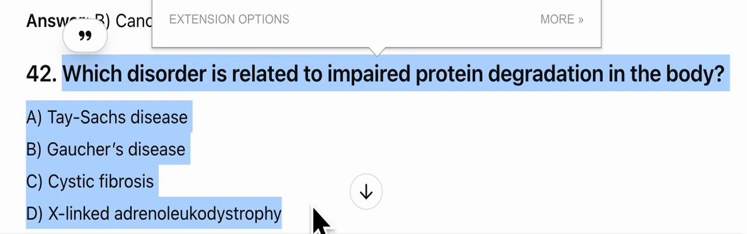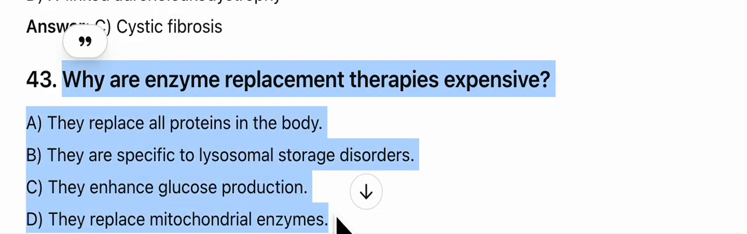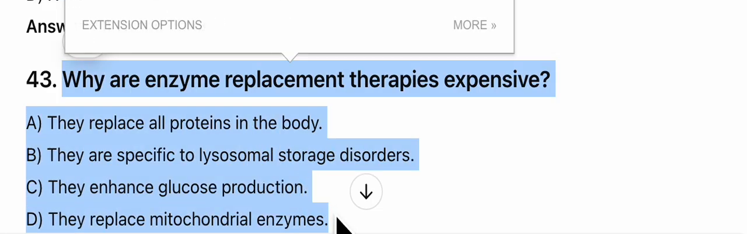Which disorder is related to impaired protein degradation in the body? A. Tay-Sachs disease, B. Gaucher's disease, C. Cystic fibrosis, D. X-linked adrenoleukodystrophy. Why are enzyme replacement therapies expensive? A. They replace all proteins in the body. B. They are specific to lysosomal storage disorders. C. They enhance glucose production. D. They replace mitochondrial enzymes.